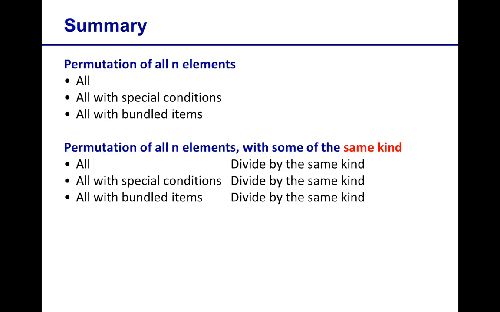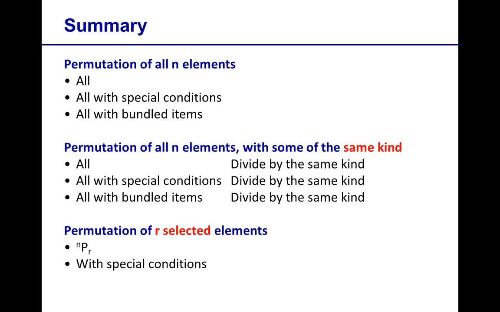In summary, we learned to find the number of permutations of r selected elements given n distinct elements, or nPr. We may be asked to take care of some special conditions in such situations as well.